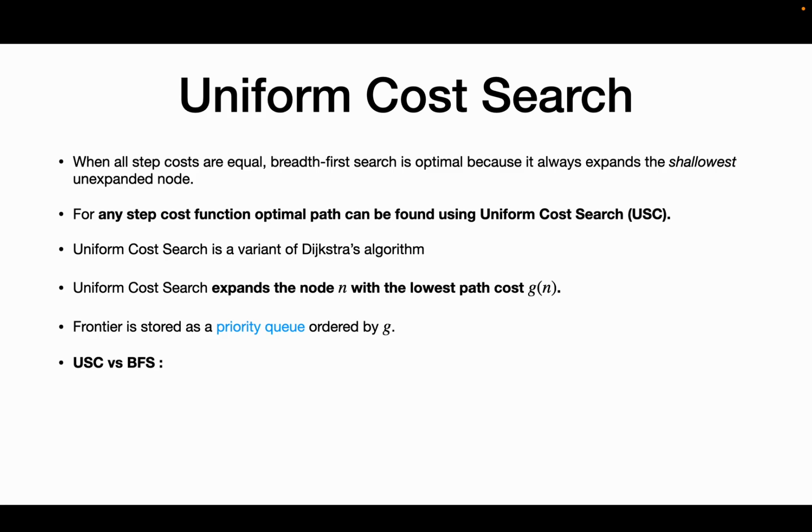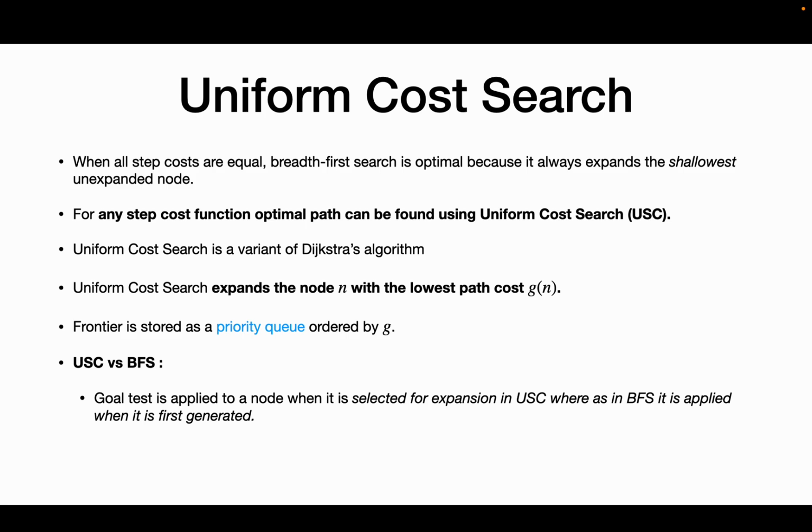So there are fundamentally two major differences between uniform cost search and BFS. The important difference is we don't test whether a particular node has reached the goal or not once a child is generated in uniform cost search, whereas in breadth first search we do that. I'll show that in the pseudocode more elaborately.